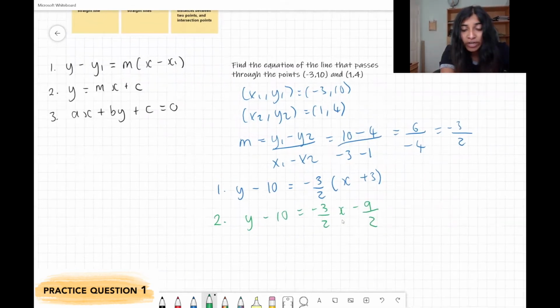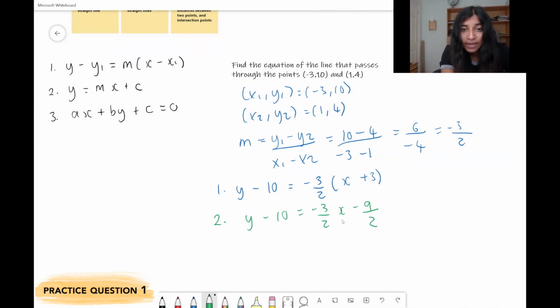And then we just rearrange. We already have mx, that's just -3 over 2. So we just want to find c, which is also the constant, the y-intercept. We can add 10 onto that side to find the constant c. So then we'd get y equals -3 over 2 x, and then -9 over 2 plus 10, that's plus 11 over 2. And that's the answer in the form y equals mx plus c.